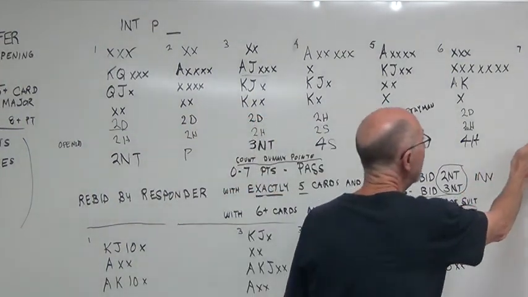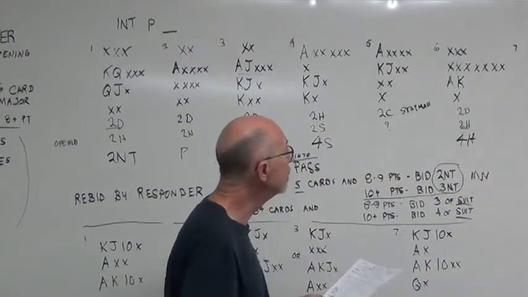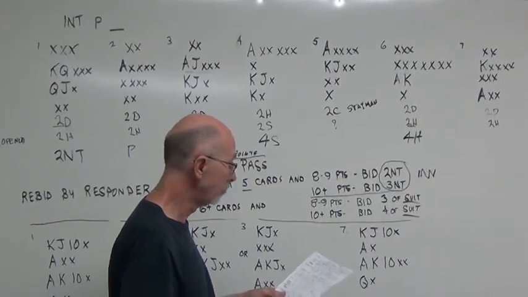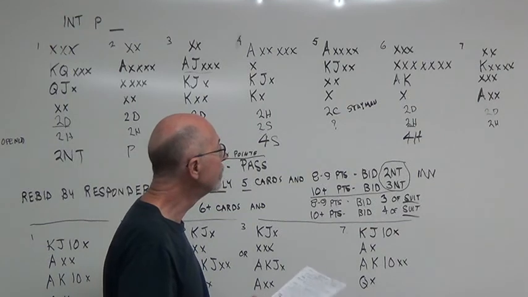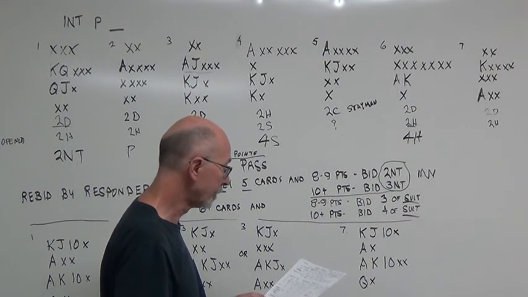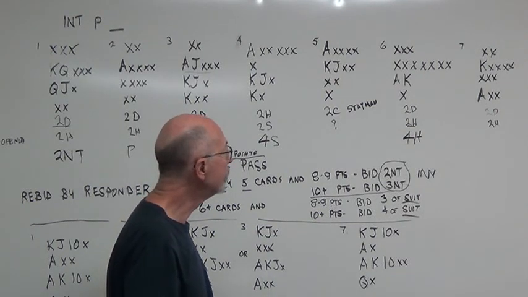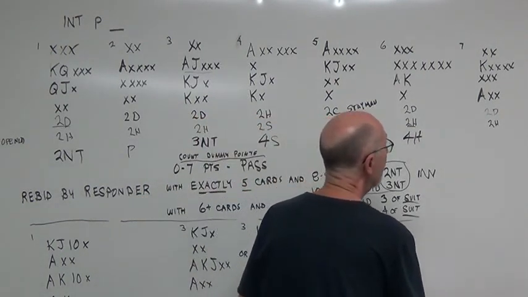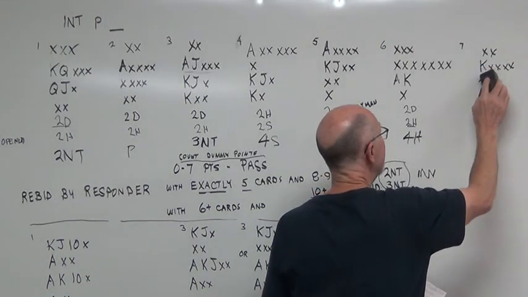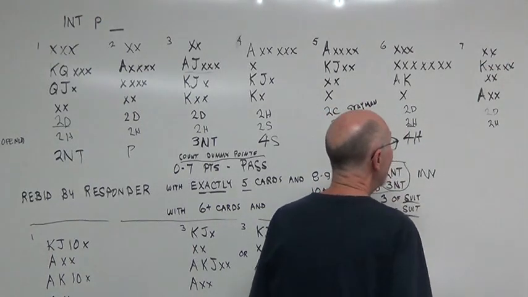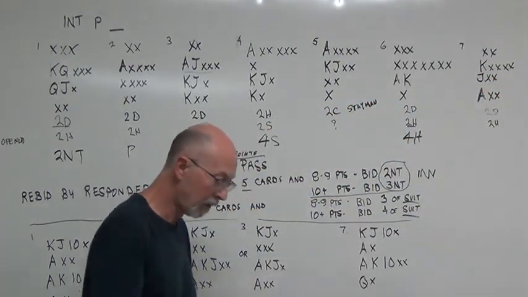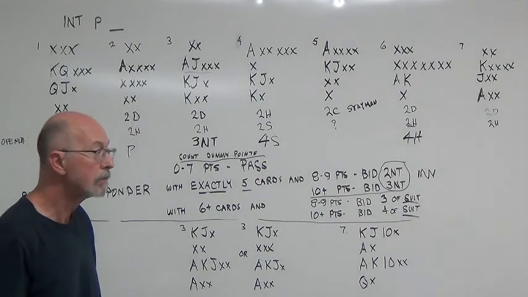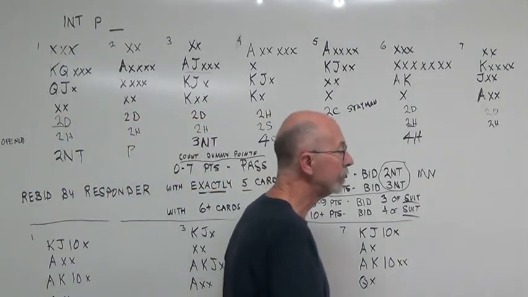How about this one right here? There's no points there. 8 is still not enough. Pass. Let's make it easier. Okay. 7, 8. So it's 2 no trump.